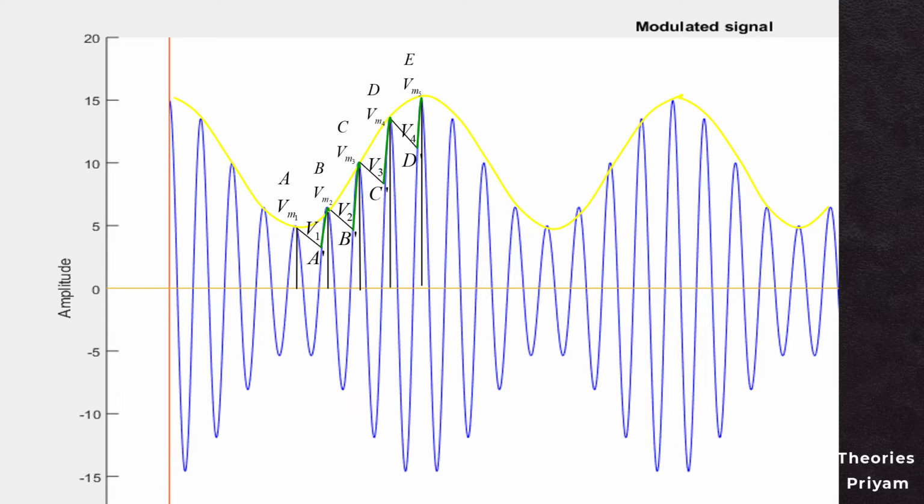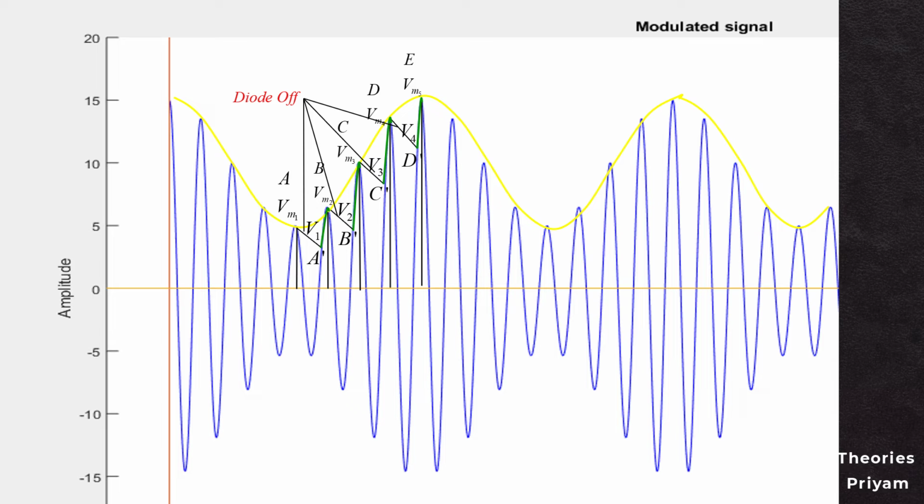So from this figure, it can be summarized that for these durations, the diode is turned on and will be in the forward bias, and the capacitor will charge until the voltage across the capacitor is equal to the peak value of the amplitude modulated signal. And for this duration, the diode is turned off and will be in the reverse bias. The capacitor voltage will discharge across the resistor.